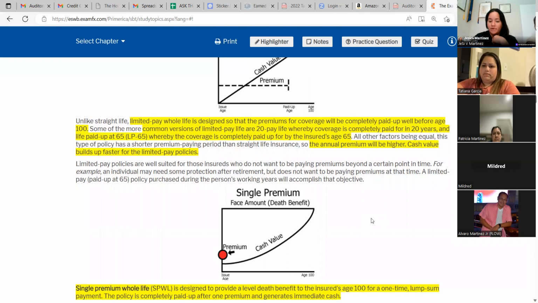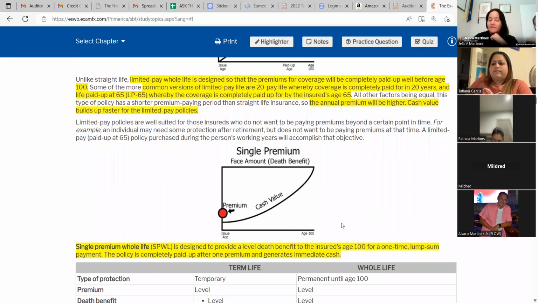Now, the next one is single premium. Single premium whole life, it's exactly what we just said before. It's designed to provide a level death benefit to the insured's age 100 for one-time lump sum payment. The policy is completely paid up after one premium and generates immediate cash. So as opposed to the straight life or whole life that we have in the first example, where it says you won't generate cash until after like the 3rd year, this one, as soon as you're paying it, you already have cash value. But you have cash value because you paid everything at once. Right? ¿Sí se entiende? Yeah, okay.